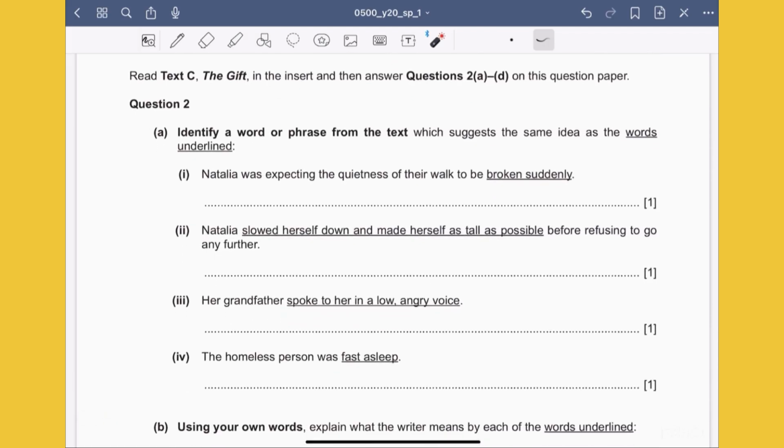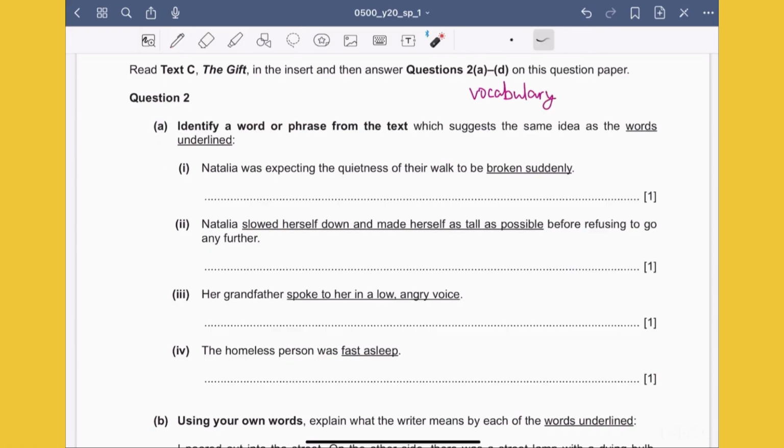Now you have to read the last text given in the insert, which is text C. How I would refer to this question usually is, this is more of a vocabulary test. So I would tell my students that question 2, I would say, is all about vocabulary. It just tests your level of language. How sophisticated is your language? How well do you understand language, and so on.